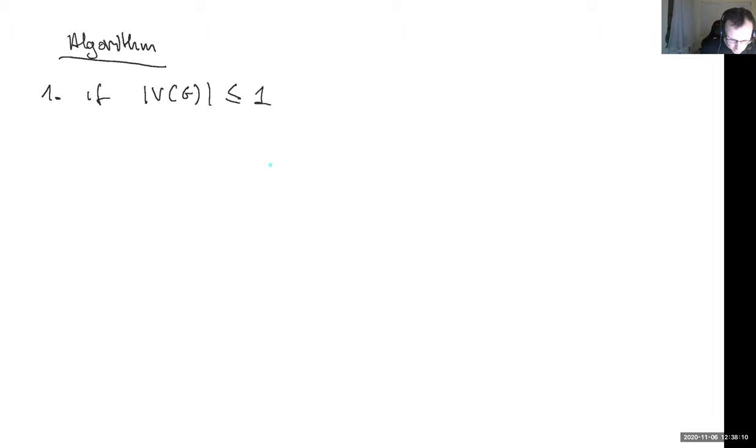Good. So what can I do with this heavy vertex? I can do the following thing. So this is my algorithm. My algorithm has three steps. Step one: if the number of vertices of G is at most one, then return V of G. If I aim for the size of the independent set, then I can return this. If I aim for the independent set, I can just return the single vertex or no vertex at all. So this is trivial, this is clear.